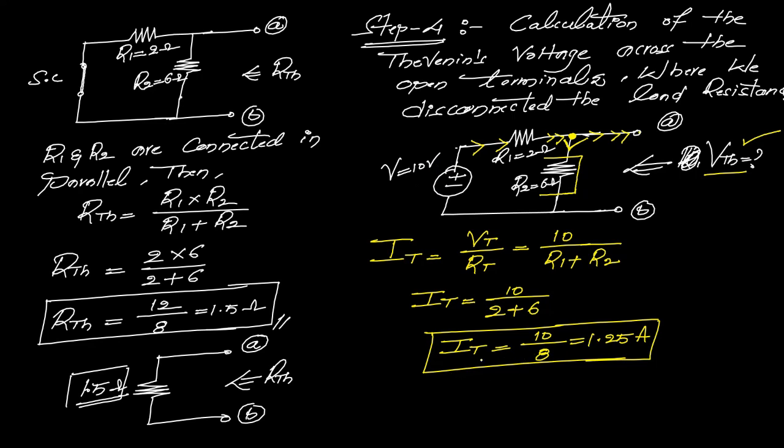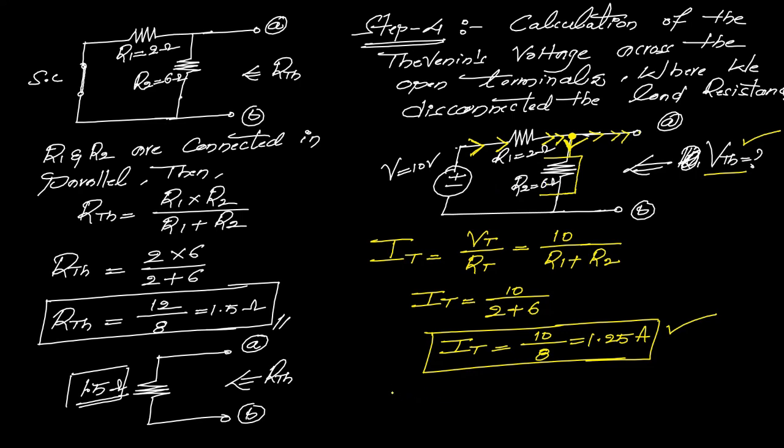This IT of 1.25 ampere flows directly from the voltage source to this junction point, and after this junction point on the right side we do not have any resistance because it is an open terminal. Then the total current flows directly through R2. To find the voltage drop across R2, we multiply this current with R2.